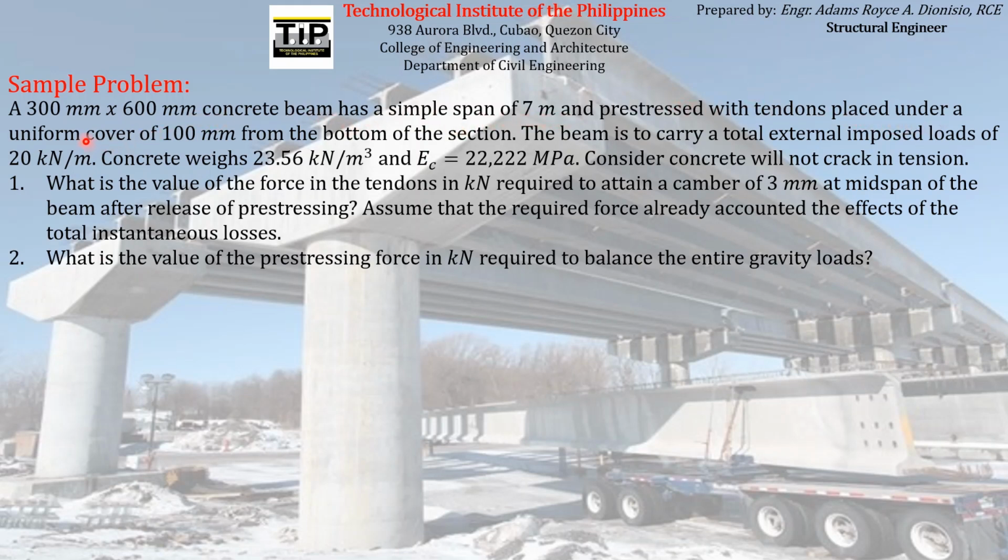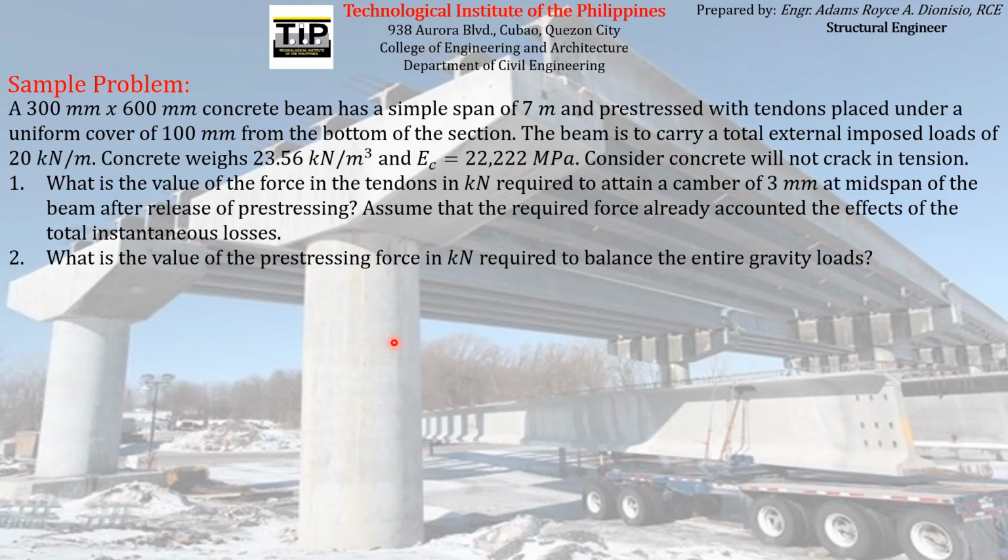under a uniform cover of 100 mm from the bottom of the section. The beam is to carry a total external imposed load of 20 kN per meter. Concrete weighs 23.56 kilonewton per cubic meter, and the modulus of elasticity of the concrete equals 22,222 megapascal. Consider concrete will not crack in tension.